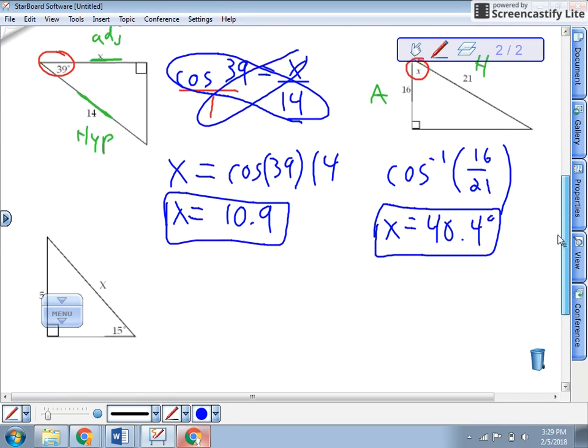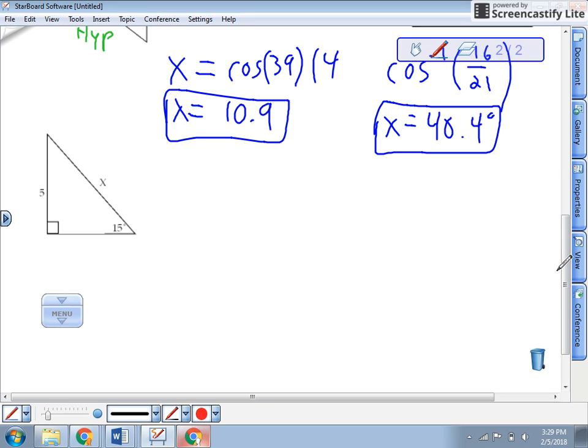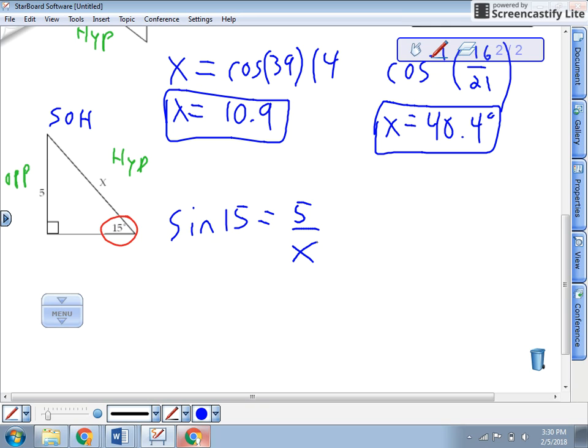Here we go. Here's our reference angle. We know this side right here is our hypotenuse. This side across is the opposite. So which one involves O and H? Well, that's sine. So sine of 15 equals the opposite, which is 5, over the hypotenuse, which is x. Again, this is really over 1, and we cross multiply.